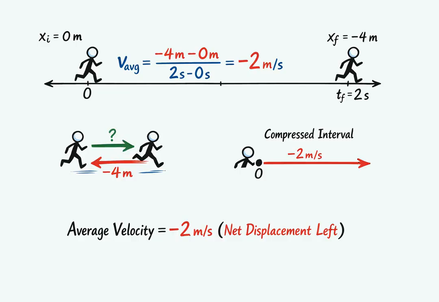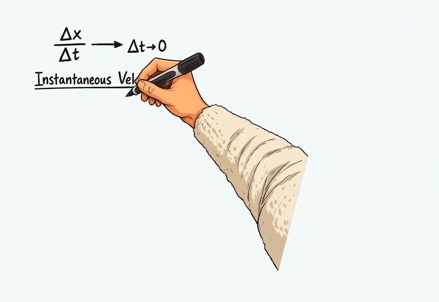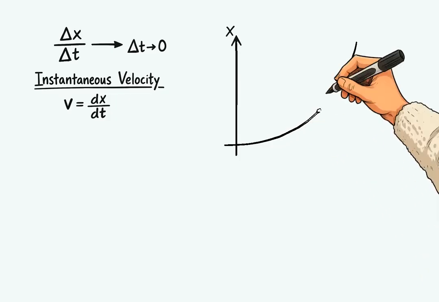The negative sign tells you the net displacement was in minus x. It does not claim the object moved at negative 2 meters per second at every moment. It could have moved rightward first and then leftward farther. Average velocity compresses the whole interval into one ratio, which is powerful but easy to misread if you forget what it averages. That limitation is exactly why we need a sharper idea.